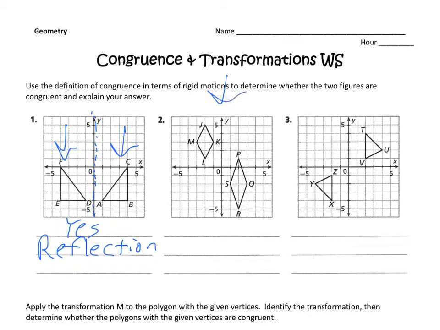Looking at number 2, we have two figures that do not have the same size or shape. So my answer: are they congruent? We're saying no, they're not. The reason they're not is there is no rigid motion as one changed to the other; the figure did not maintain its size or shape, therefore it has no rigid motion. I'll let you do number 3 on your own.